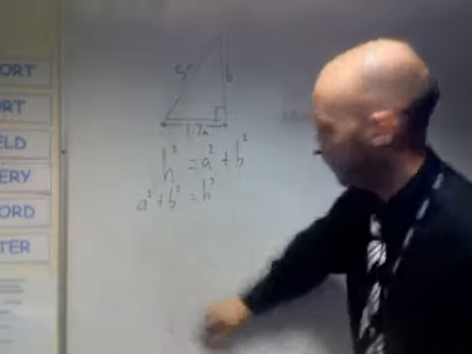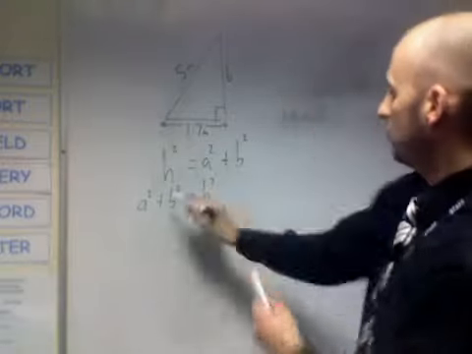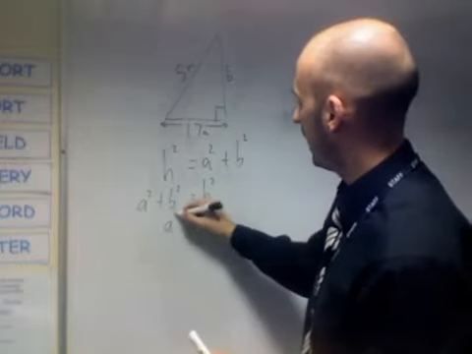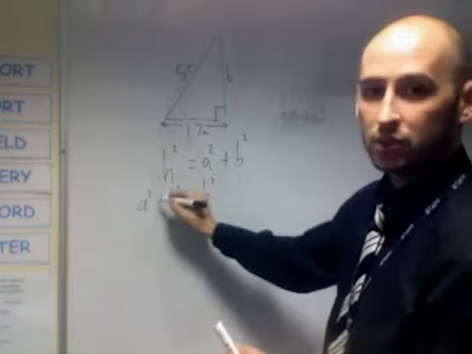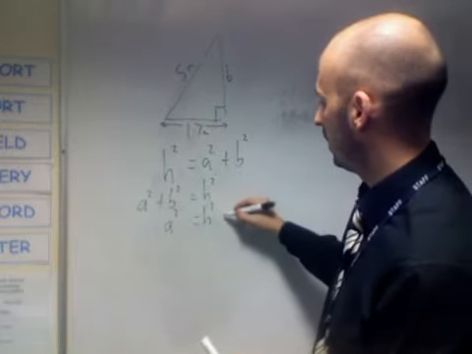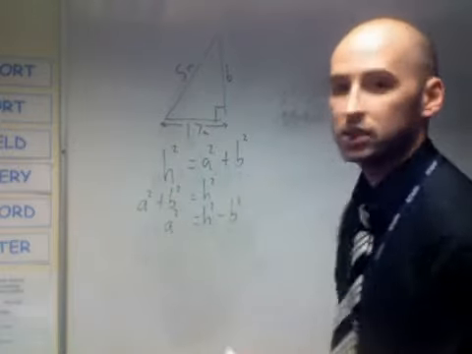Equally, going back to a squared plus b squared, if we wanted to find out what a squared was, we could just take b squared off both sides. So a squared equals h squared minus b squared.